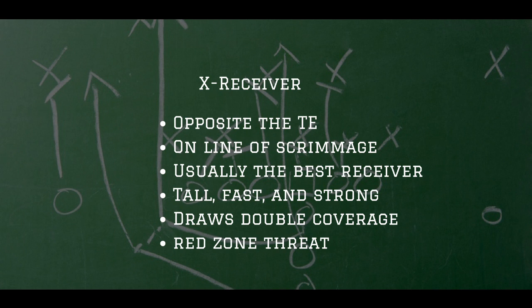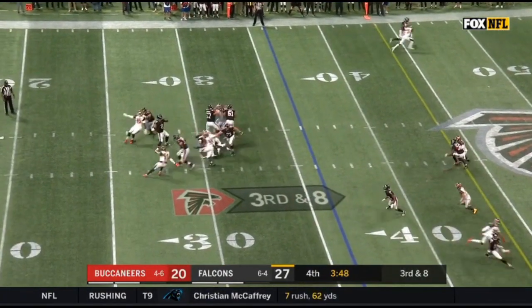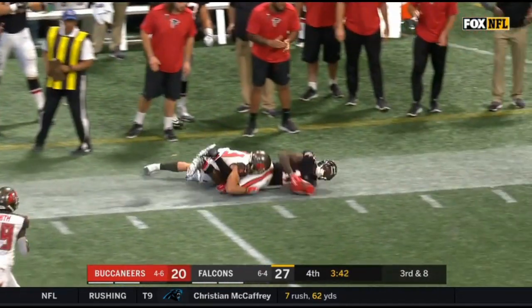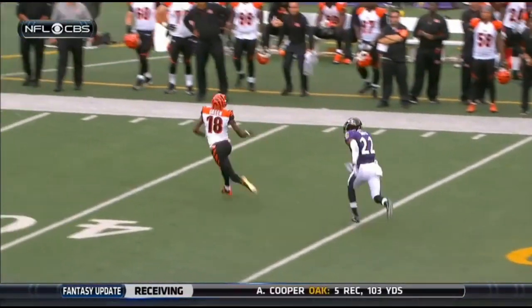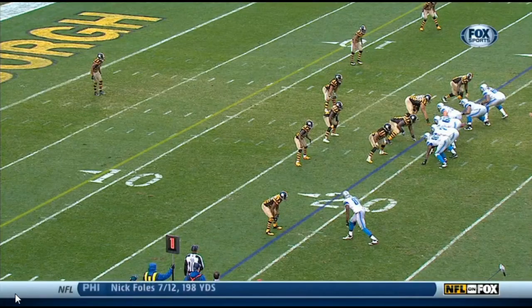So first we're going to talk about the X receiver, and like I said, they line up opposite the tight end on the line of scrimmage. And when we talk about an X receiver, you're talking about your best receiver in the game. So this is the best receiver on your team is going to be the X receiver. They're going to draw double coverage. They're going to be a threat to be able to run deep, to go across the middle. They're going to be a red zone threat. We're talking about guys who are generally taller, stronger, and faster. Julio Jones is an excellent example, AJ Green. And these are guys who can go up and get the ball, who can make plays when you absolutely have to have plays. Calvin Johnson would have definitely qualified as this.